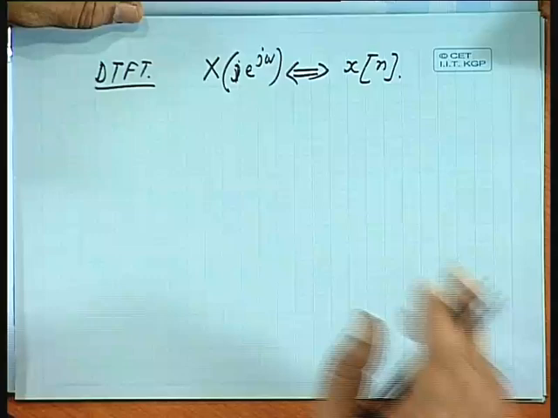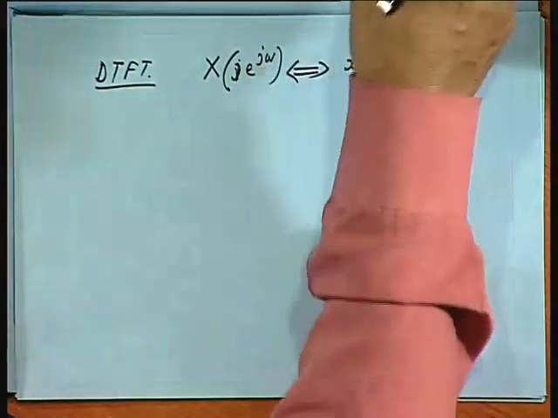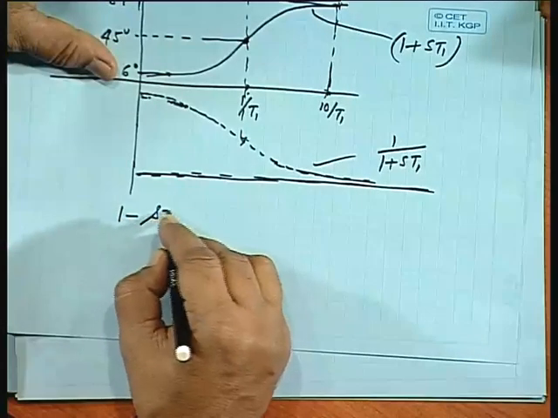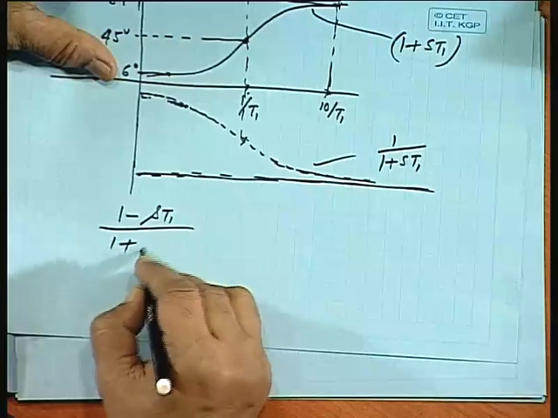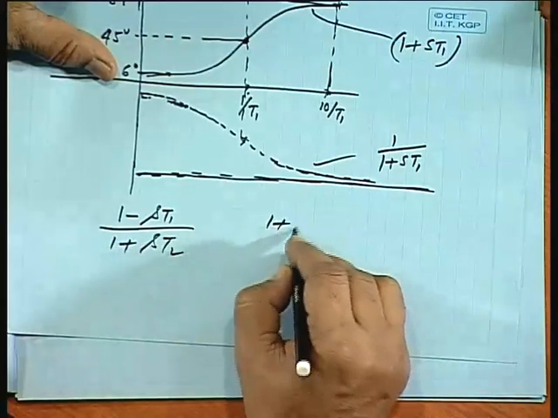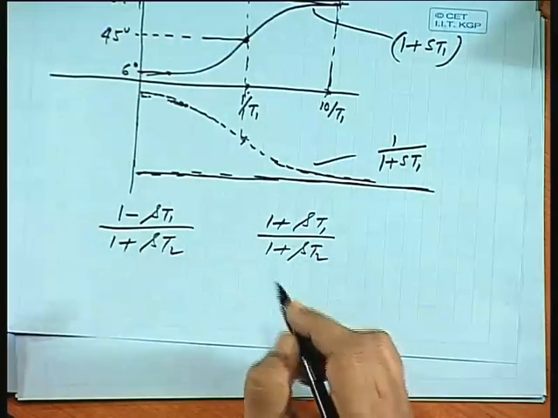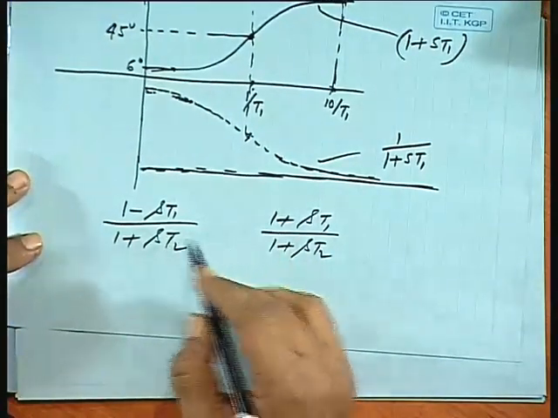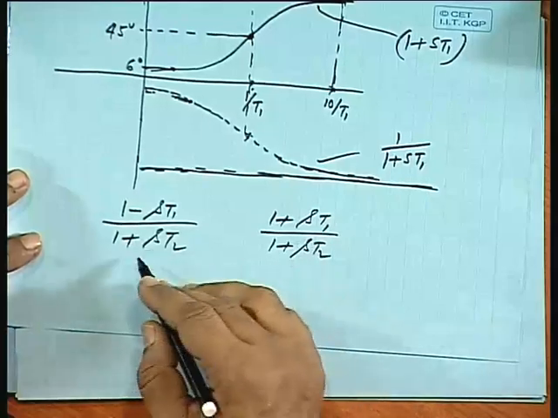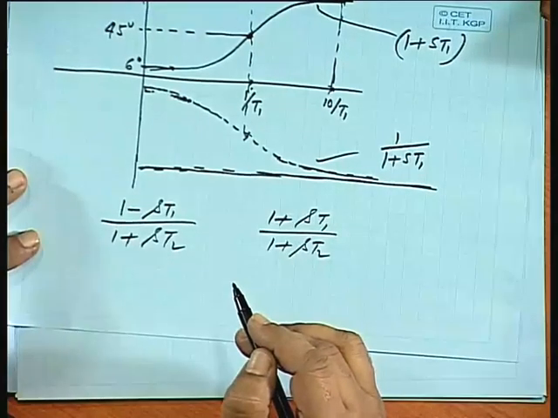Now, this Bode plot, before we start here, one more point I would like to mention. If you have a function like (1 minus sT1) by (1 plus sT2) and (1 plus sT1) by (1 plus sT2), you will find the magnitude functions will be same for both of them, is it not? So, from the magnitude you cannot really evaluate the phase unless there are certain restrictions imposed on this.